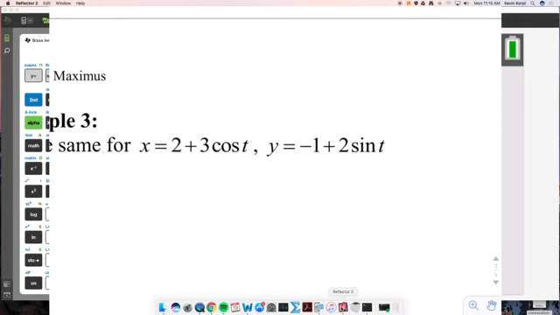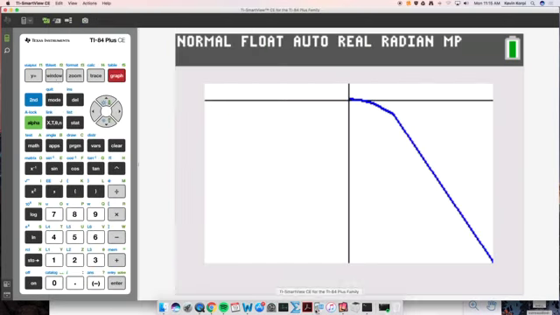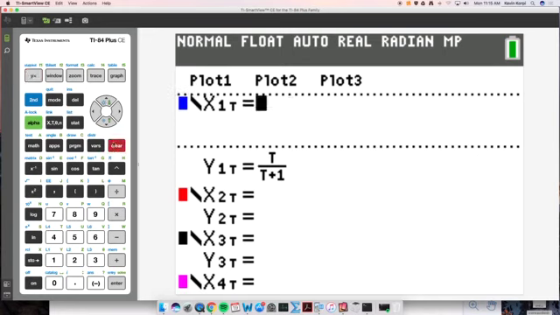First of all, there's no parameter interval given, so let's find the domain. What's the domain of x? t should be all real numbers, right? Yeah. And what about the domain of y? t should be all real numbers. Yeah. All right, so we are in radian mode. We should be in radian mode all the time in this class.